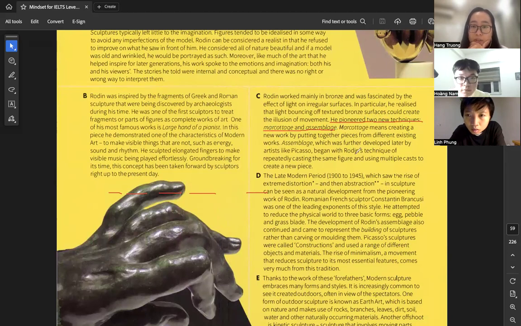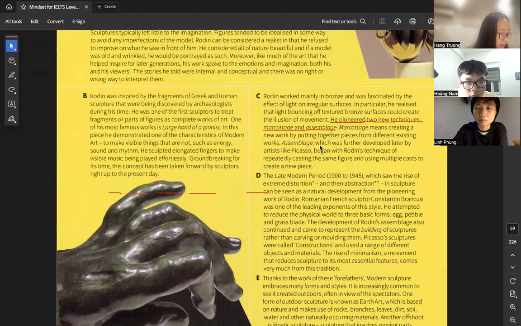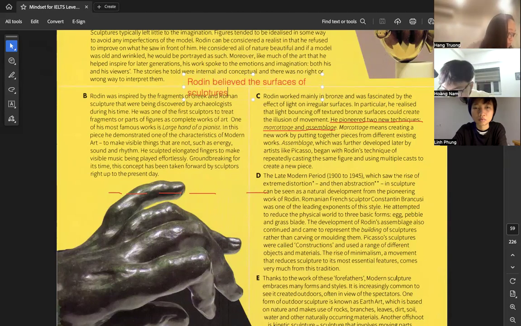Okay. Techniques of repeatedly. But actually, there is one sentence that I think you forgot to mention. This is very important to identify the answer for this, because if you look back at statement number 6, I will just maybe write it here. Right, 6. Rodin believed the surfaces of sculpture should be smooth.